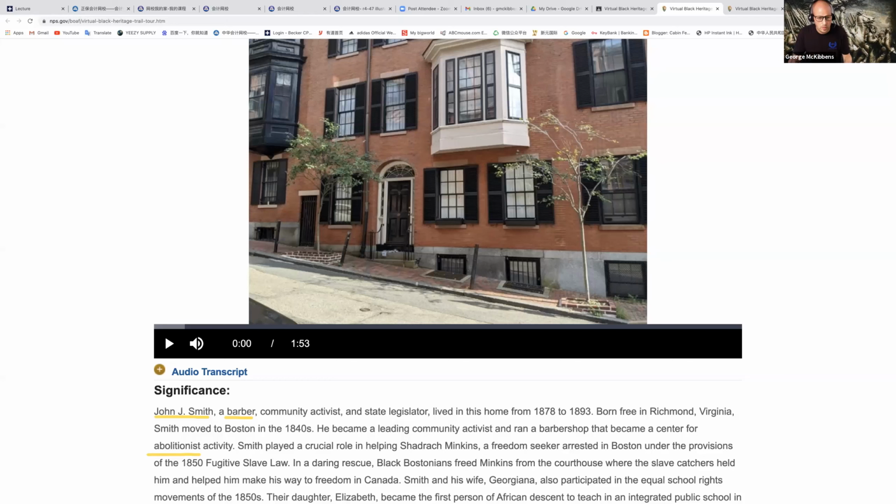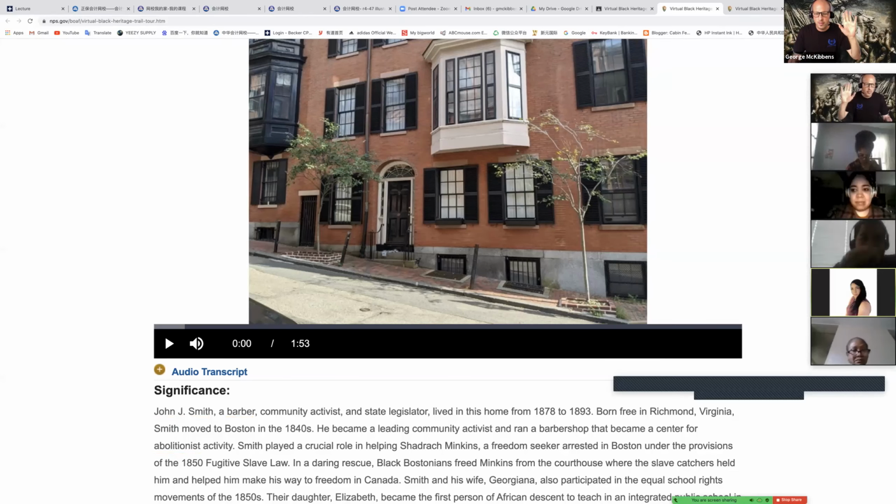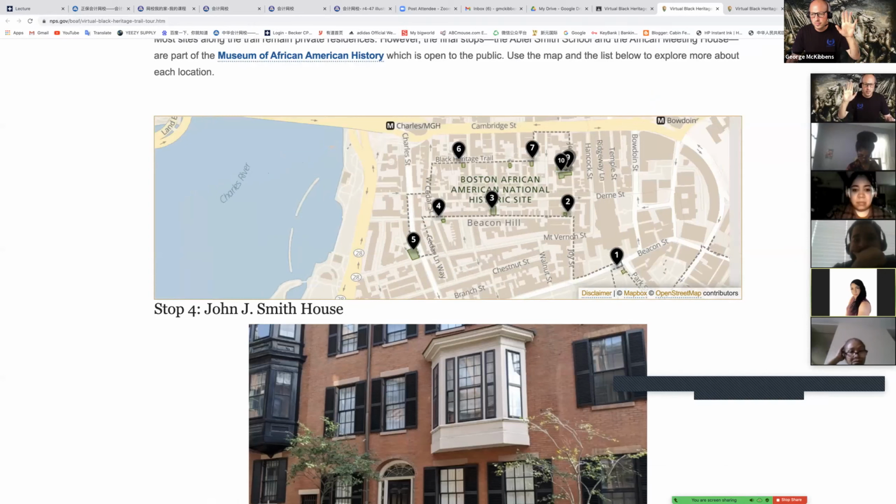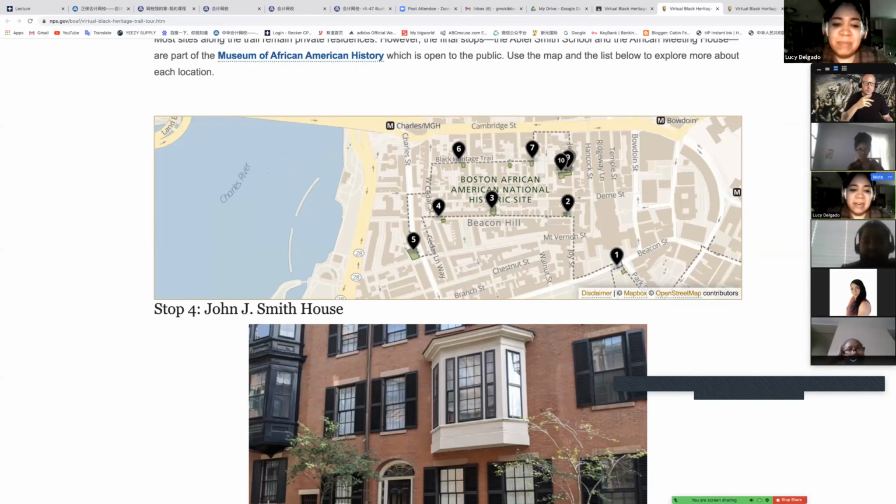So what I'm going to do now is ask for any more volunteers. Does anybody have another historic site that they want to talk about? Teacher, I read the John Smith House and the 10, but I read only both of them.